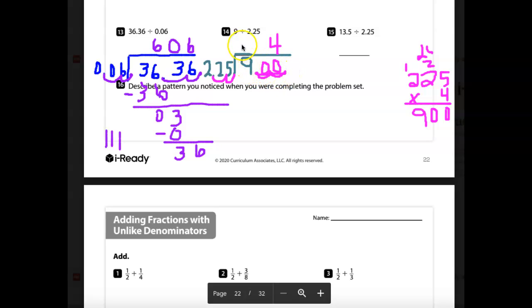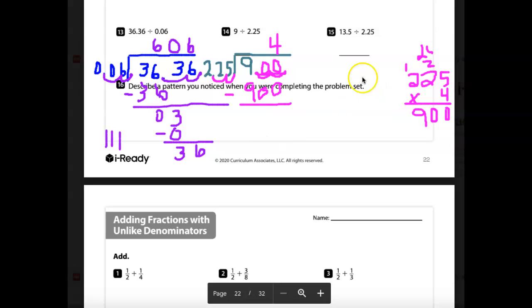You can't put the 4 here because if you have 9, you can't make a group of 225. If you have 90, you can't make a group of 225. That's why it's very important that you put your answer over the second 0, 900. So 4 times 225, we already did the work, is 900. All right, and then we subtract and we get zeros, so we're done.